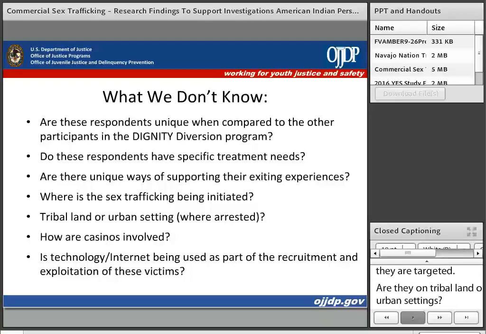Are the victims on tribal land or in urban settings? We do have a tremendous population that lives part-time on reservations and part-time in the city. Many of our clients have multiple addresses, but we don't know where the trafficking initiated. How are the casinos involved? How can we work with our casinos to create prevention and intervention?